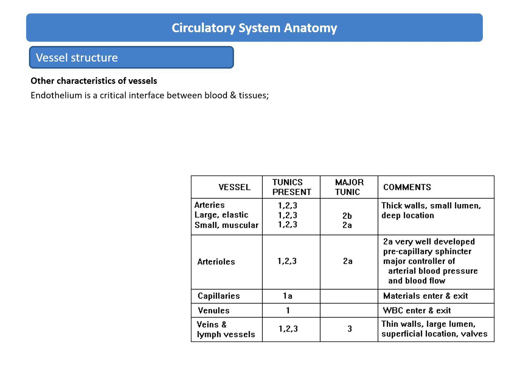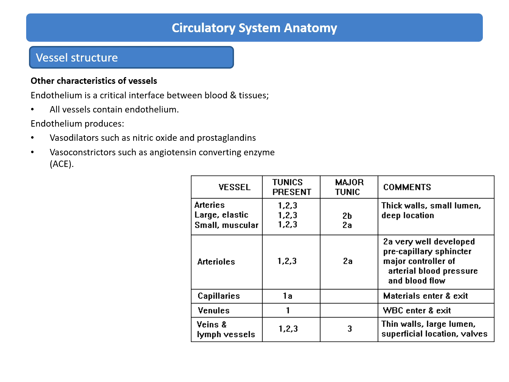All blood vessels contain endothelium. As you now gather, it's a critical interface between blood and tissues. Endothelium has many different functions. It's not just a barrier between the lumen inside the vessel and the outside. It contains and secretes vasodilators, such as nitric oxide and prostaglandins. So you see, some of the endothelial cells act as endocrine gland cells.